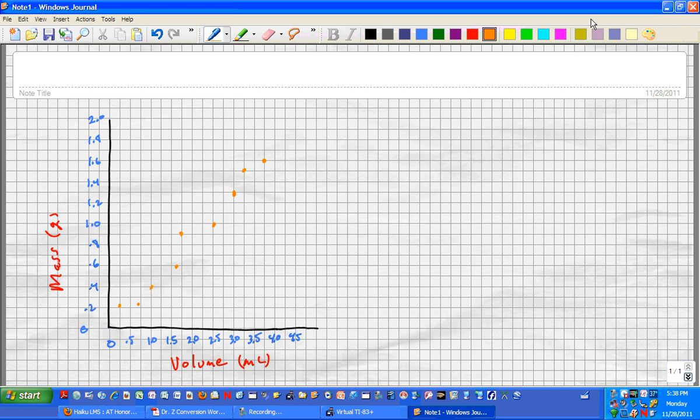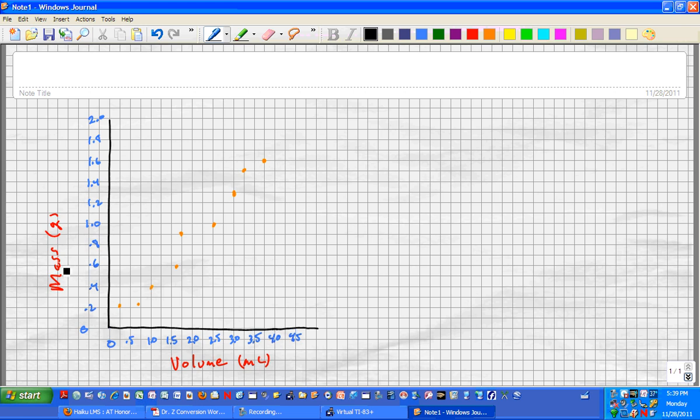I wanted to go over best fit lines and finding slope again. Just like we did in class, this will be a very similar example. Let's take a look at this graph first. I've got my labels, I've got my units, I've got my plotted data. I just don't have a title. So let's go ahead and put a title in here.